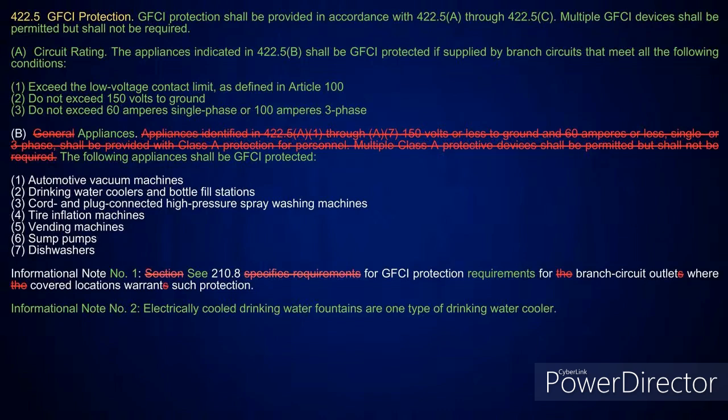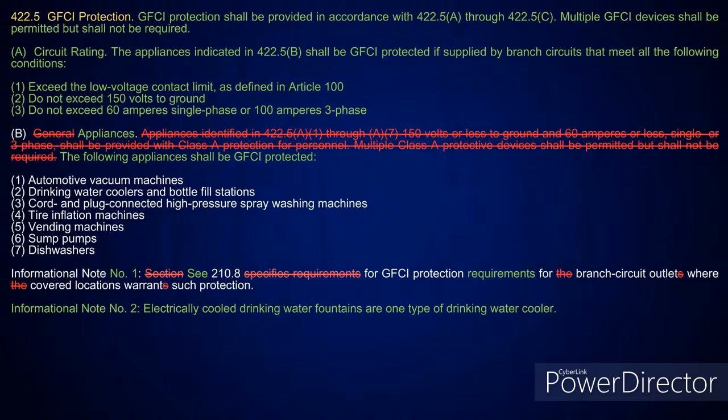I will ask this. Are some of these items that are listed here in 422.5(B) listed over in 210.8(D)? Not all of them, though. No, but there's items listed there, aren't there? Sure. Well, why aren't them items from 210.8(D) here? Why are they all not there?